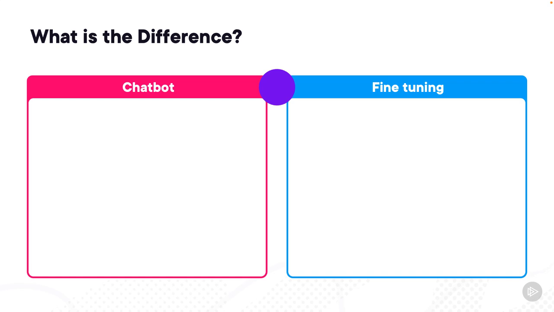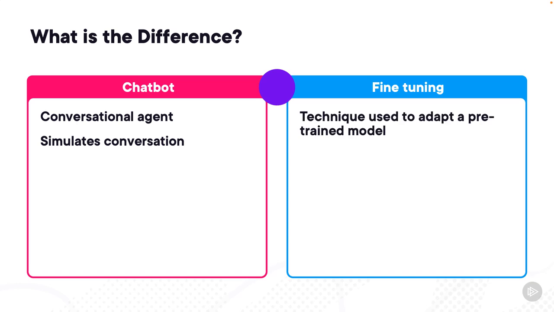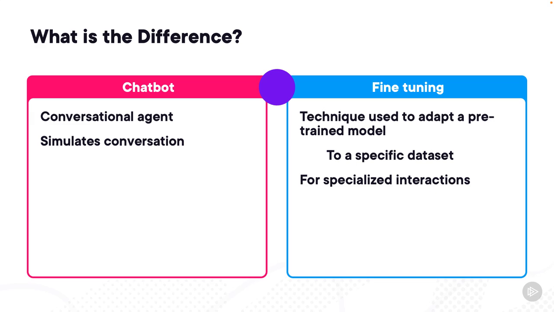So, just to make sure we're on the same page, the chatbot is a conversational agent that simulates conversation. Fine tuning is the technique used to adapt a pre-trained model to a specific dataset, which allows it to work for specialized interactions.